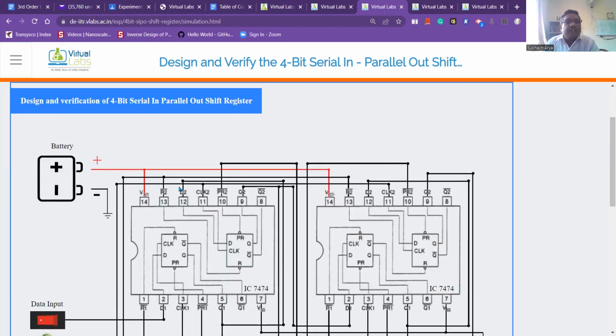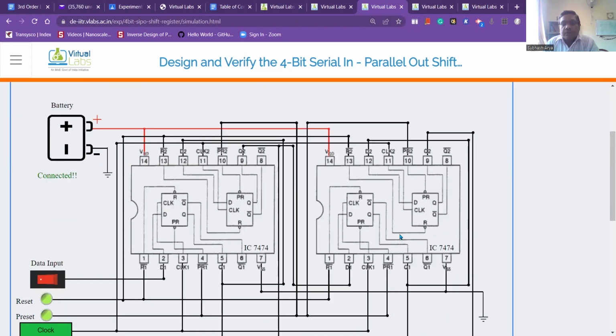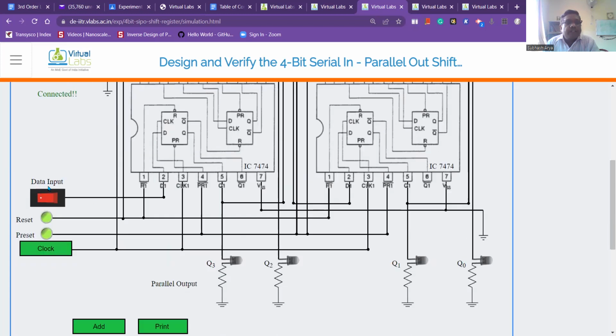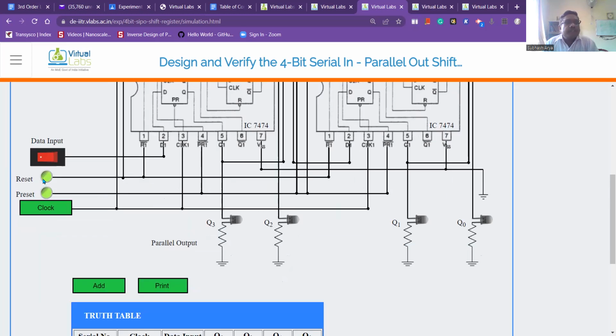After that, let us see this. I want to connect this power supply to the 4 flip-flops, so it is connected here. We just have to click here. After that, this is the data in. We have to input the data serially. So we decided that I will give the data 1011, and reset and preset both are high.